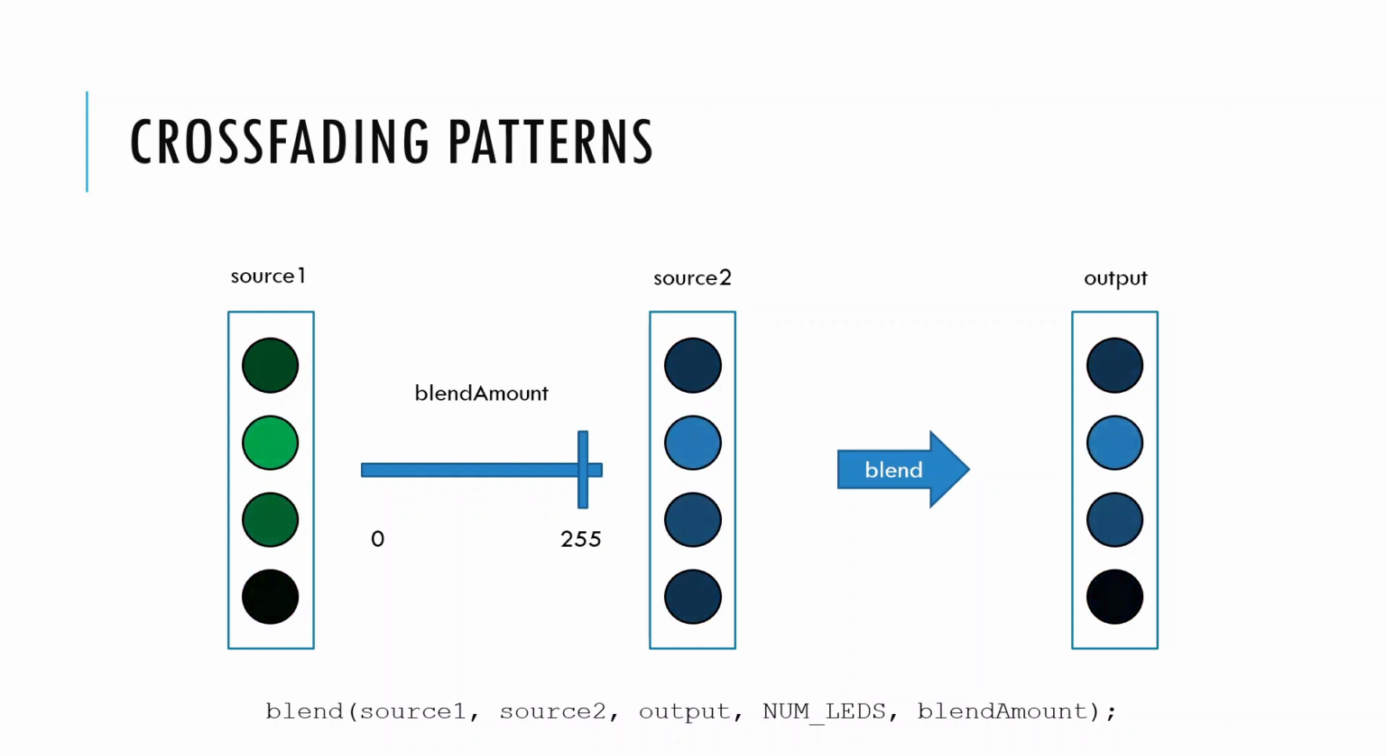Now we can do something sneaky. While source 2 is being shown, we can start a new pattern and write that to source 1. In this case, moving red LEDs. Now we can slowly change the blend amount back down to 0 again, until we're only seeing source 1 at the output. Clearly, we can continue doing this to blend between as many patterns as we like.